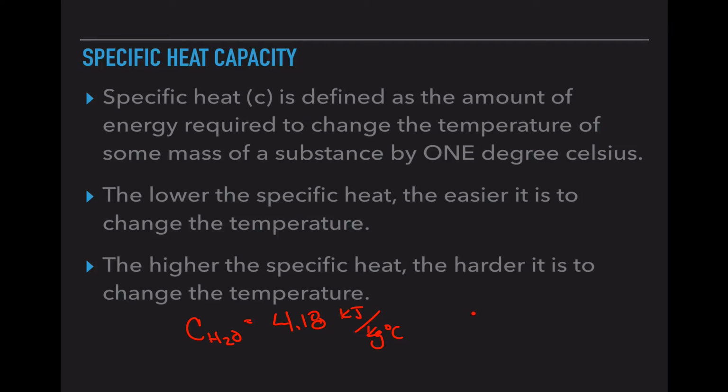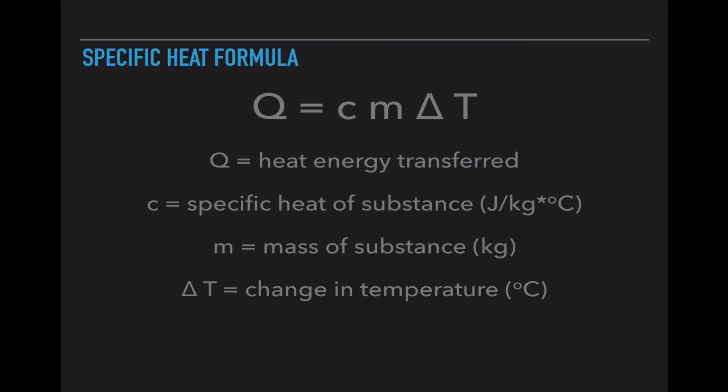Now we can also write this as 4,180 joules per kilogram degree Celsius. All we have to pay attention to is what we want our final answer to be. A lot of times we'll use kilojoules just to make more reasonable numbers. So specific heat capacity is the amount of energy it takes to raise the temperature of a mass of substance 1 degree Celsius. Here's the specific heat formula.